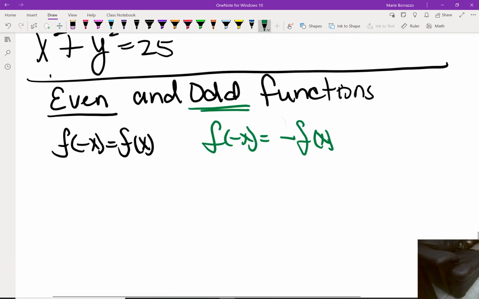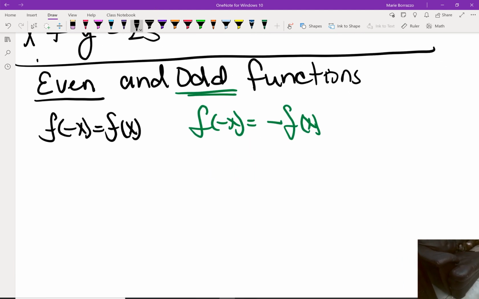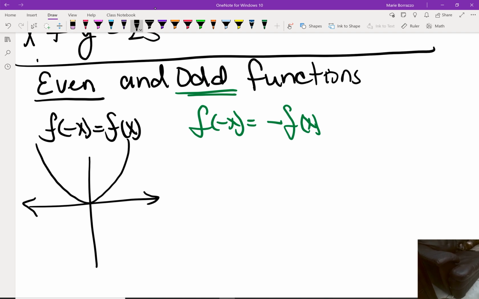I could give you a quick visual for an even function. A parabola is a typical even function. So if I show you a parabola, that is exactly what that is, an even function. It's also a square, right? Y equals x squared, even exponent. So that's another way you could tell if it's even or odd.